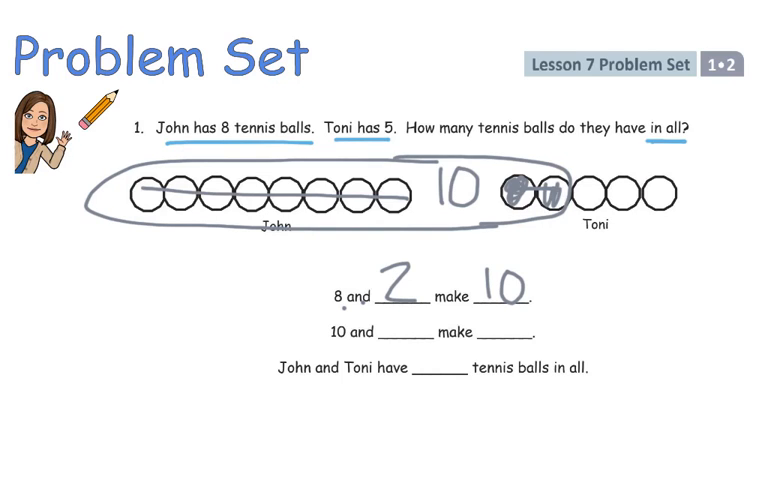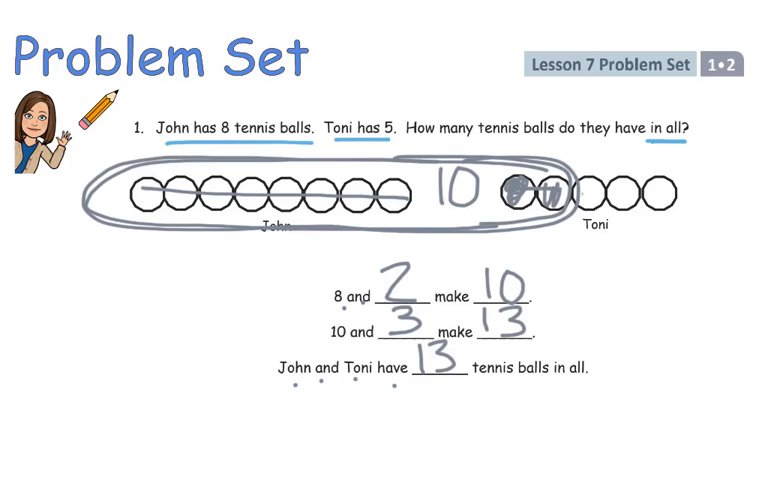And now we're going to find out how many in all. So we're going to use 10, and 1, 2, 3 more. Make how many? 10, 11, 12, 13. So, going back to answer our question, how many do they have in all? John and Tony have 13 tennis balls in all.